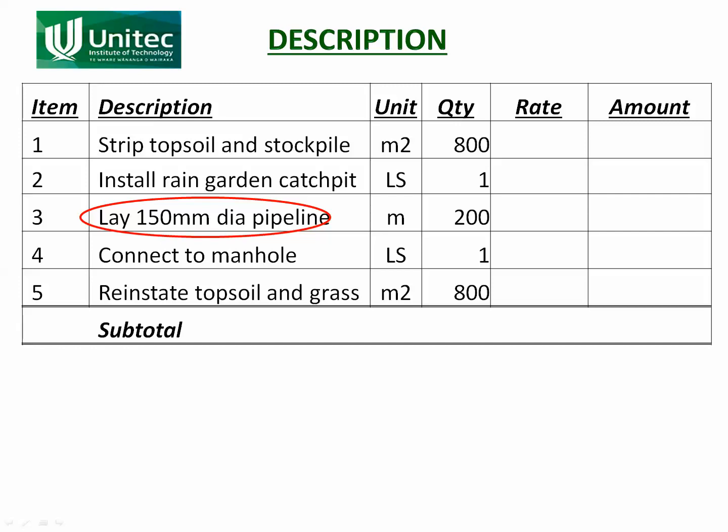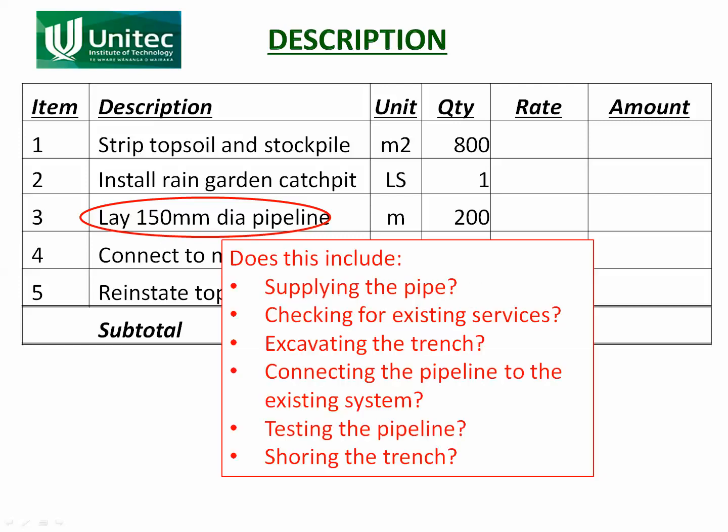Does it include the supply of the pipe, checking for existing services, excavating the trench, connecting the pipes together, connecting the pipes to the existing system, testing the pipeline, shoring the trench? There's a whole lot of stuff that you need to say to define that, and that's what we need to do. There are several ways of doing this. So that item all by itself is not enough. It's not giving enough information about what it's all about. So we need to provide more information.